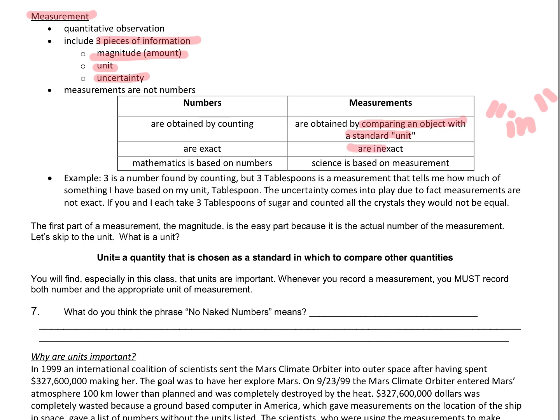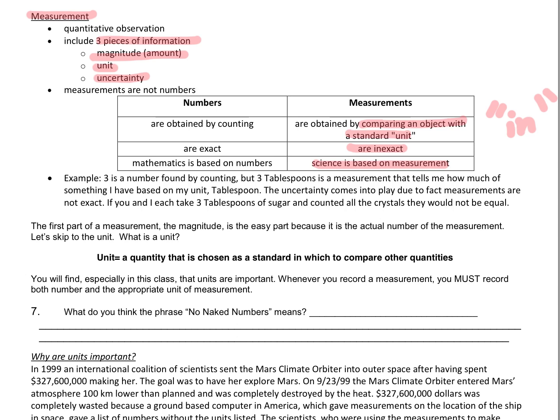Measurements are inexact, and it is what science is based on. So if I was to take 3 tablespoons of sugar, and Vivian was to take 3 tablespoons of sugar, and we spent the next year of our life counting every single crystal in those 3 tablespoons of sugar, they wouldn't be the exact same number of crystals, right? A measurement is just a standard unit. We would probably be thousands of crystals off from one another. So keep that in mind when we're dealing with measurements.